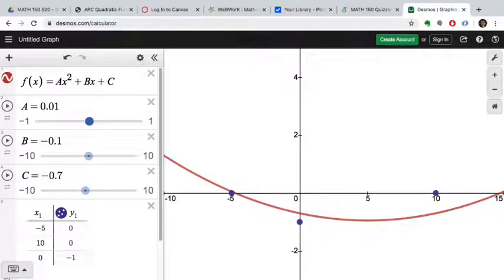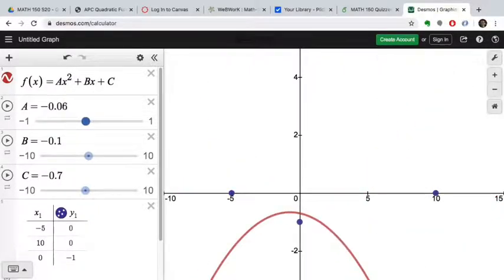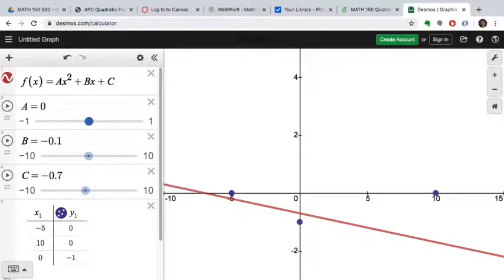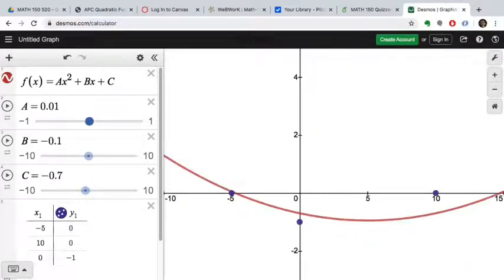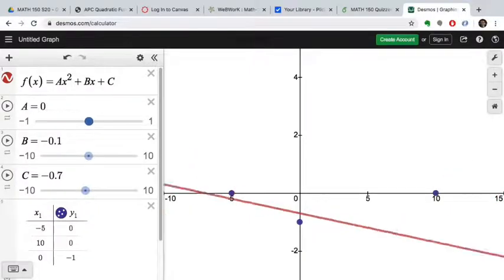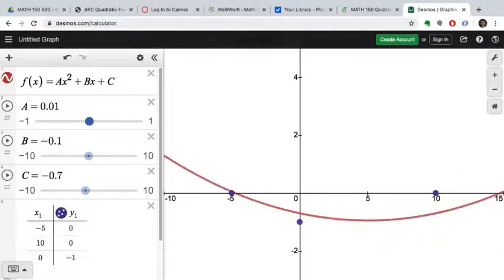I can't quite get my mouse to work here, but if we make A exactly 0, there we go. Now we would have a linear function instead of a quadratic, which is neither concave up nor concave down, because its slopes are the same everywhere. In fact, whether a function is concave up or concave down is a measurement of how its rates of change are changing, whether they are increasing or decreasing. Okay, so what about B?